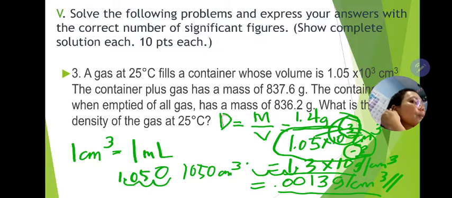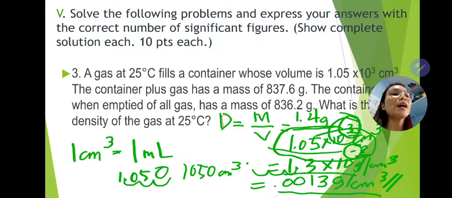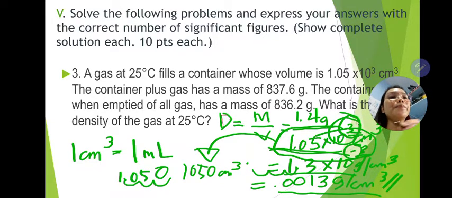So, kung hindi scientific yung calculator na gamit nyo, you are required to convert the exponential form to the standard form. Kasi baka walang exponent yung sa calculators nyo. Okay? So, our density is 0.0013 gram per cm cubed. Do not forget the unit of measurement. Okay?